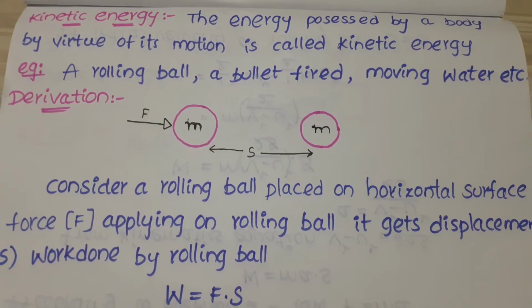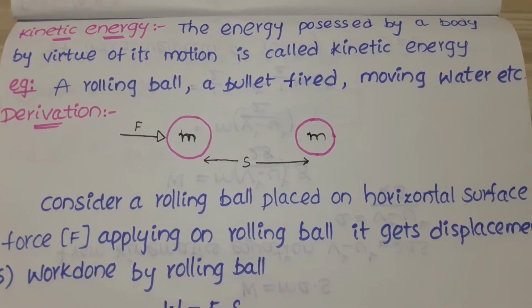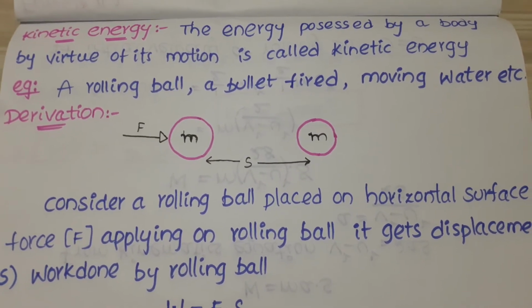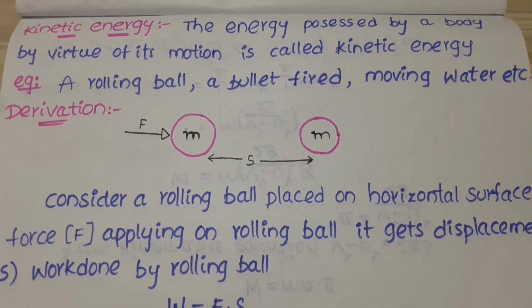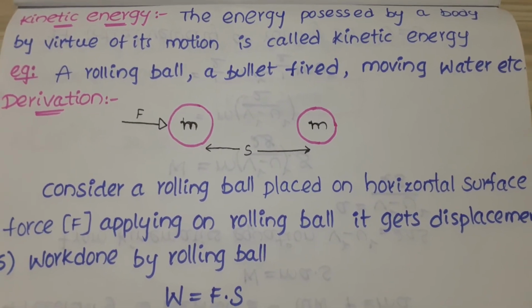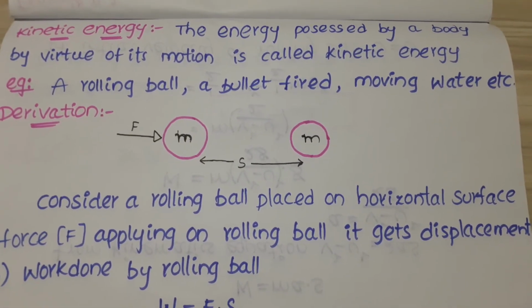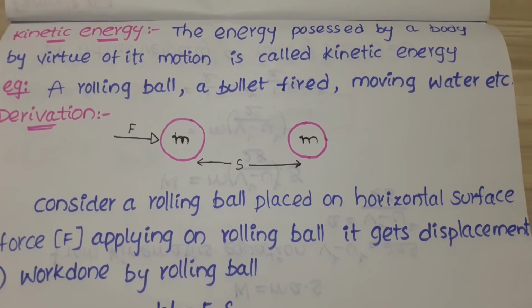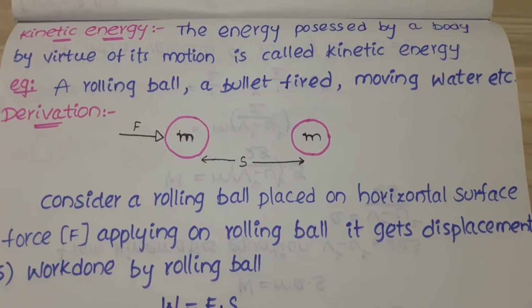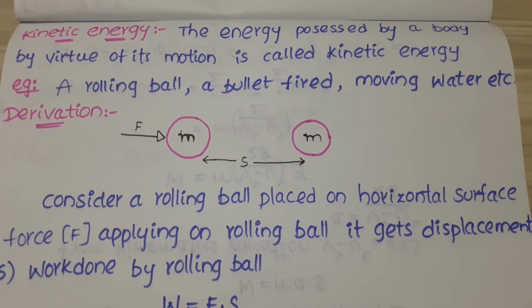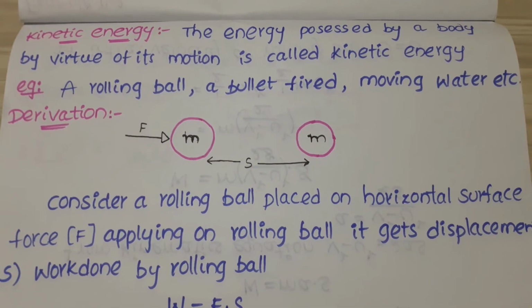Another example, a bullet fired from the gun. The bullet of mass m is moving with velocity v, and the bullet has energy stored in the form of kinetic energy. Same with moving water. Water flowing with some velocity and also mass has some energy stored in the form of kinetic energy.